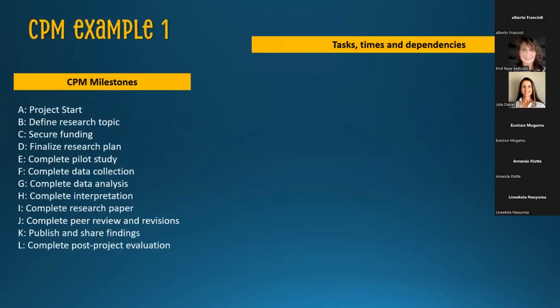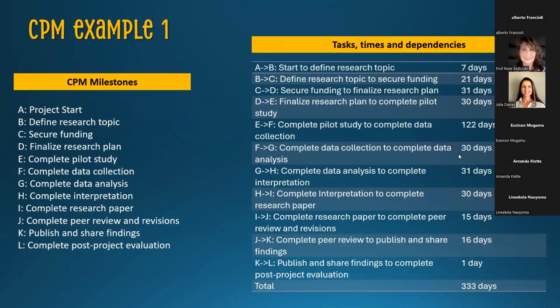So I'm going to show you 2 examples, and then I'll close, of how you use that. So here are the milestones on the left-hand side for my first example. So that's what we've been working up with so far. Project start, then define the research topic, secure the funding, finalize the research plan, complete the pilot study, complete the data collection. That's the standard tasks in the research project. Now, I can write that in a table. See what I did? Firstly, I wrote down the tasks on the left-hand side. Then on the right-hand column, I added how many days will each one take. And it ended up with 333 days.